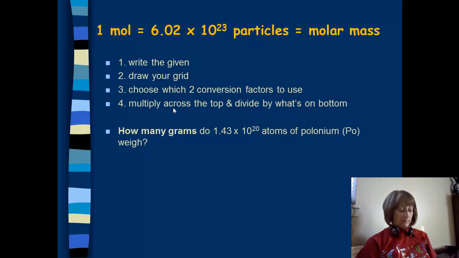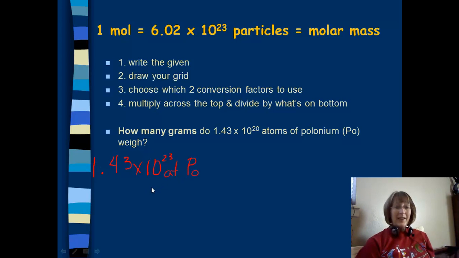So we'll start with me getting my pen and hoping things are going to work properly here. Okay, so we have a problem. How many grams do 1.43 times 10 to the 20 atoms of polonium weigh? So my step number 1 is write the givens. So I've got 1.43 times 10 to the 23rd atoms. I'm just going to put 18 of my element is polonium.